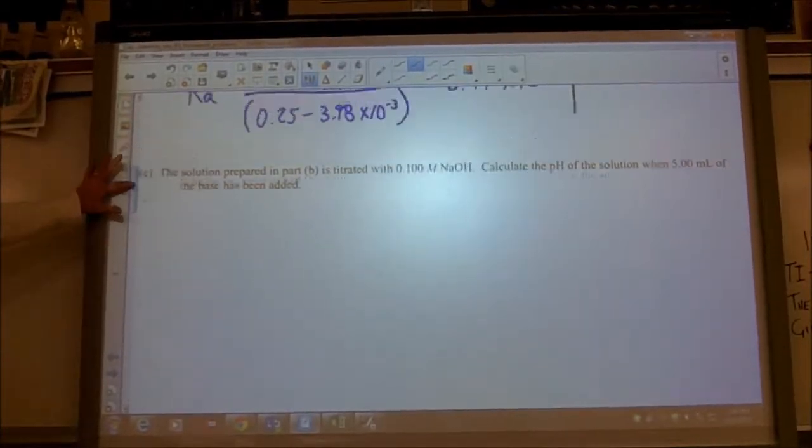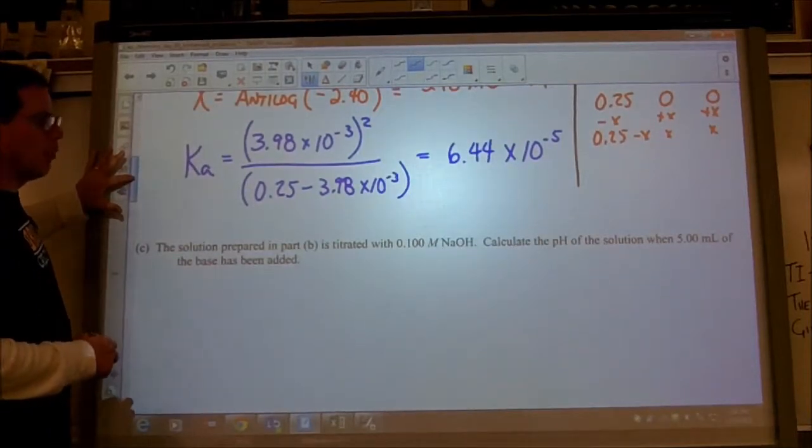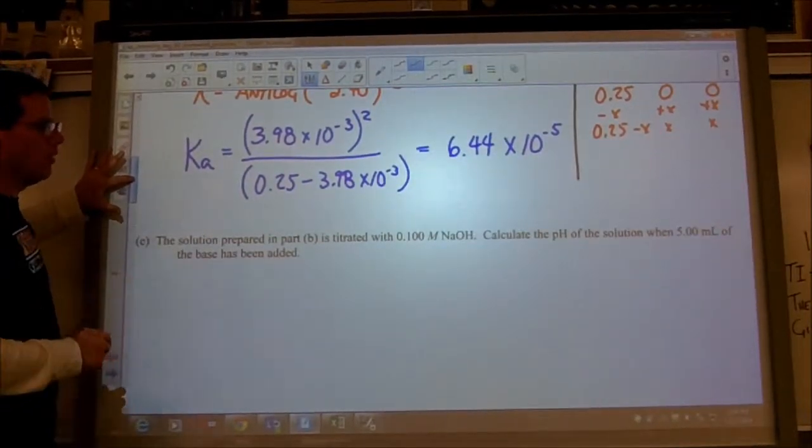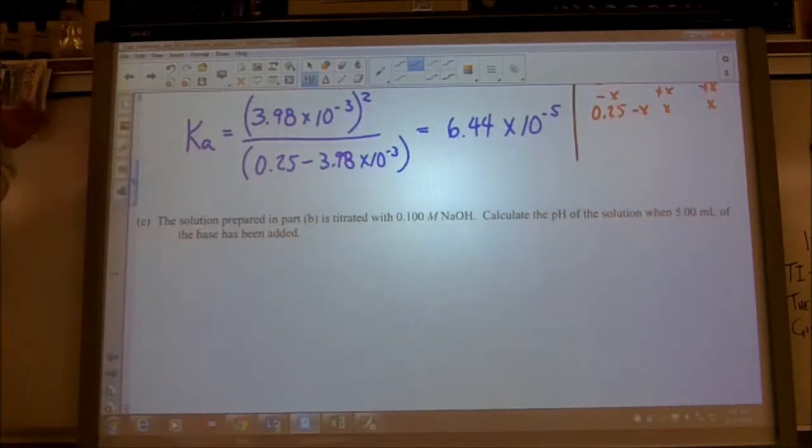Okay. So let's see here. The solution prepared in part B is titrated with 0.1 molar NaOH. Calculate the pH of the solution when 5 milliliters of the base is added. So what do we do now? Part C is the new stuff.